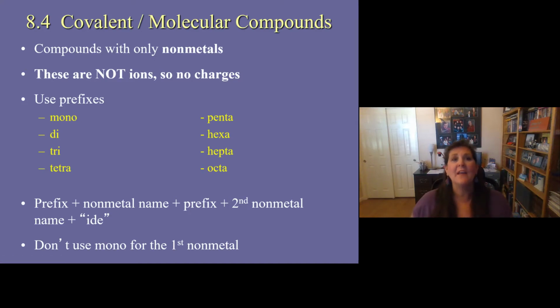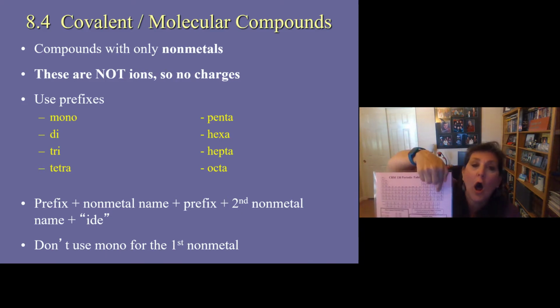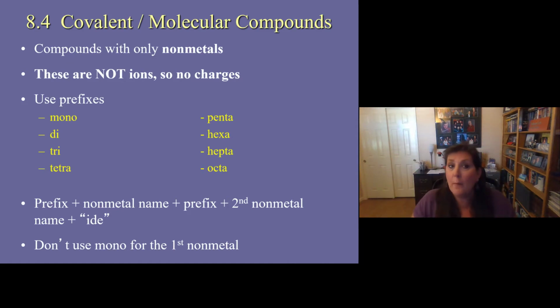Now we're going to learn how to name covalent compounds. These are compounds that only have non-metal elements in them, okay? So there's no metals, there's no plus or minus charges, there's no ions, it's not ionic. The covalent compounds share electrons. So no charges, no adding up to zero, no checking the charges.